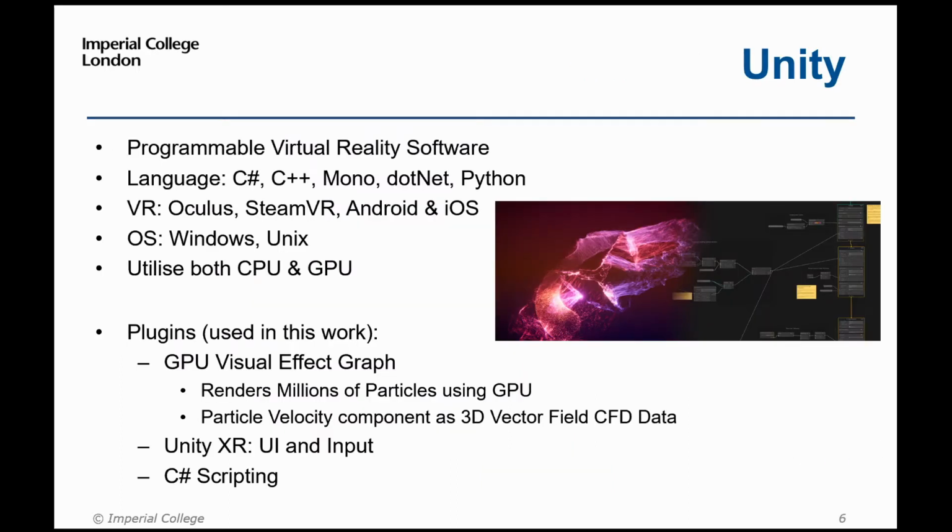It is a programmable virtual reality software that supports languages such as C#, C++, Mono, .NET, and Python. It also supports a lot of plugins. For this work, we have leveraged Visual Effect Graph. It is a plugin that renders millions of particles using GPU. The particle velocity component can be confined to any 3D vector field data. In our case, we have taken flow velocity of CFD data as one of the vector fields. We have also used Unity XR plugin for UI control and input.